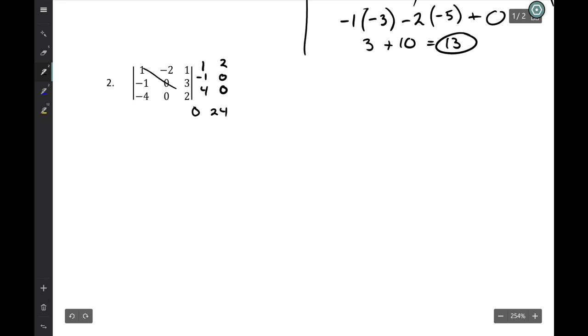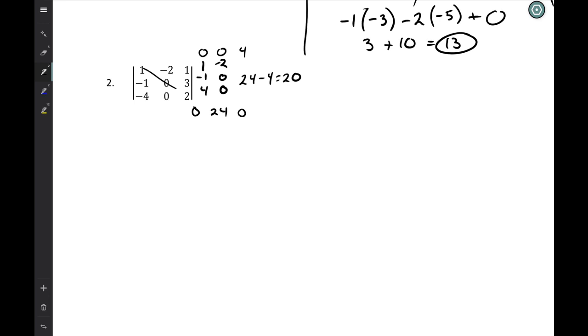Go this way, it's negative right there. Go down this diagonal and you get 0 again. Go up, you get 0. Go up this way, you get 0. Go up this way, you get positive 4. And we have 24 minus 4 is equal to 20. Okay, there's your determinant.